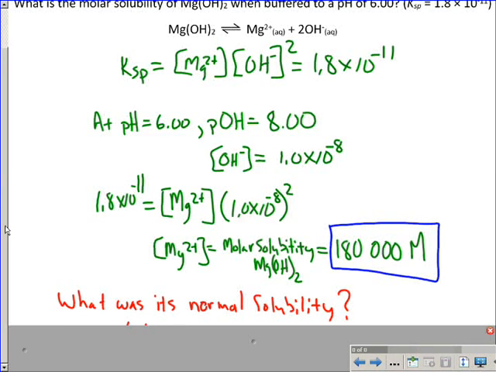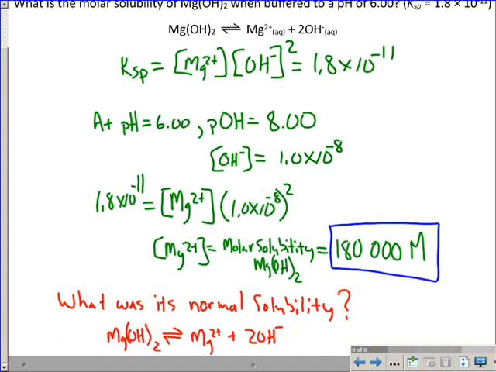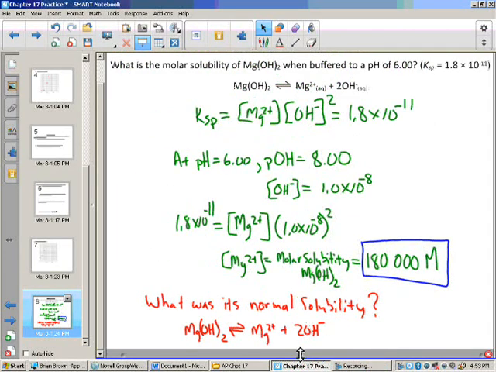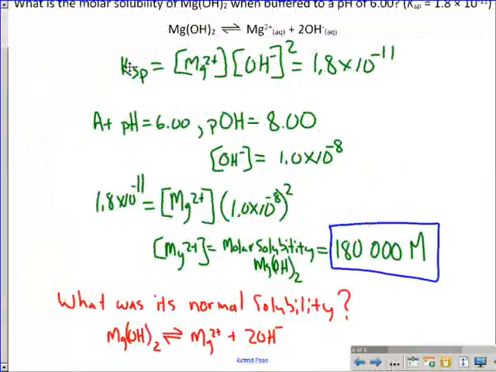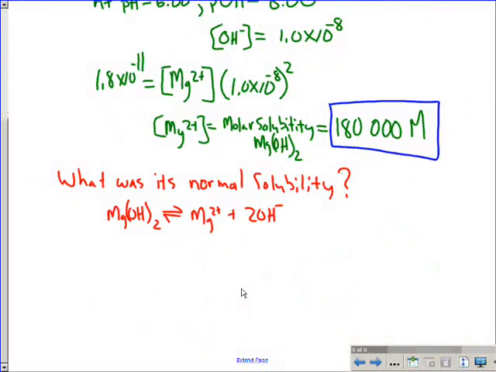Well, what we need to do to answer that question is go back to the original equation here. In the original equation, we've got Mg(OH)2 dissolving in water to make Mg2+ and 2OH-. Now, if we create this by dumping solid Mg(OH)2 into water, the stoichiometry is going to uphold. For every one of these, I would get one of those and two of those. So for every X of these that dissolved, I would get X of these and 2X of those.